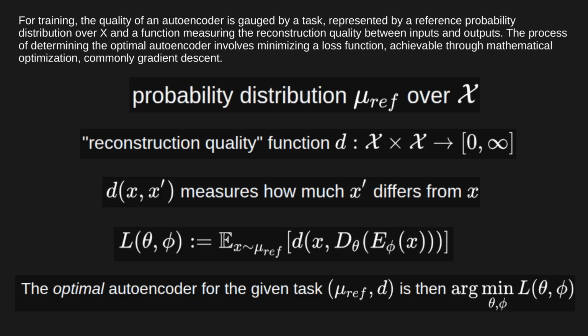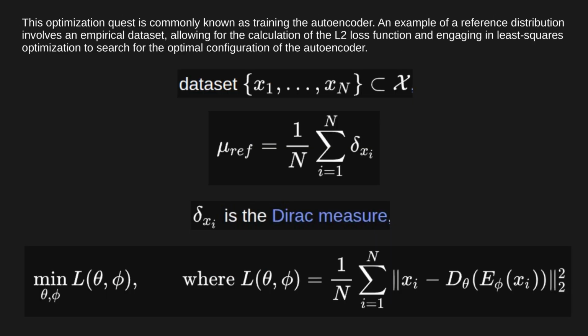For training, the quality of an autoencoder is gauged by a task, represented by a reference probability distribution over X, and a function measuring the reconstruction quality between inputs and outputs. The process of determining the optimal autoencoder involves minimizing a loss function achievable through mathematical optimization, commonly gradient descent. This optimization quest is commonly known as training the autoencoder.